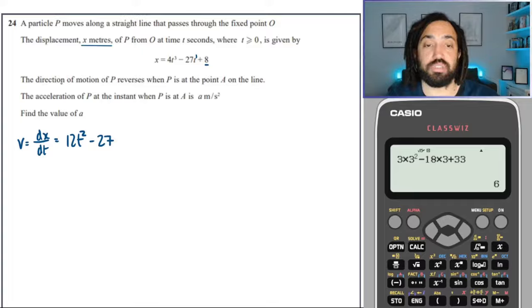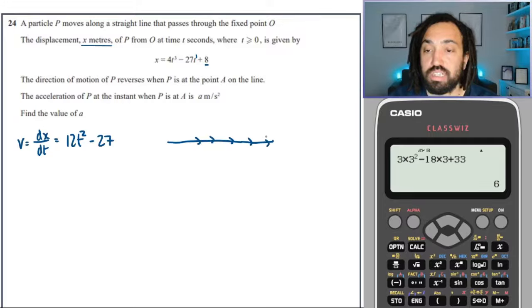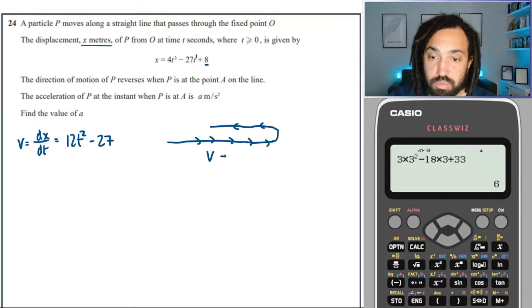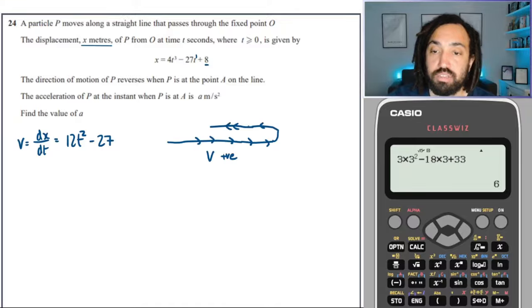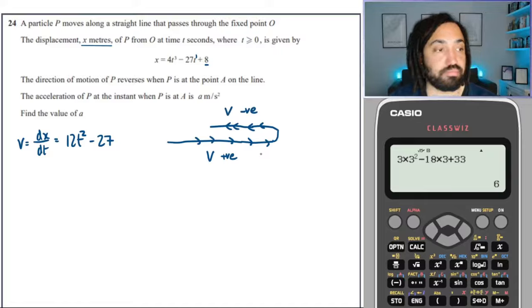Okay, but now let's read the question. It says the direction of motion reverses. Okay, so let's imagine that the object is travelling along like this. Happy as Larry, just going along. And then it reverses at a particular point. Well, that means it's going to turn around like this. It's going to go back in the opposite direction. So in this instance, when it was going to the right, we could say that the velocity was positive. But when it's turned around and going in the other direction, the velocity is negative.